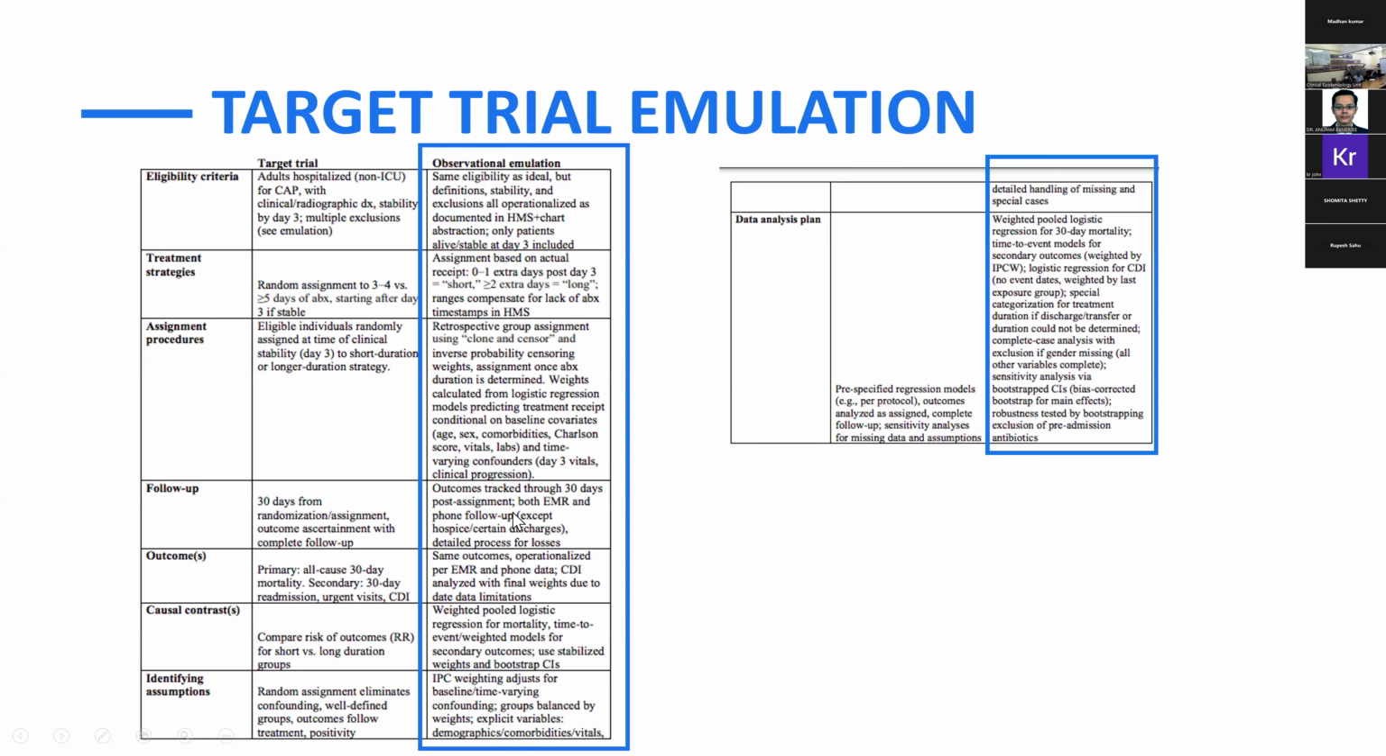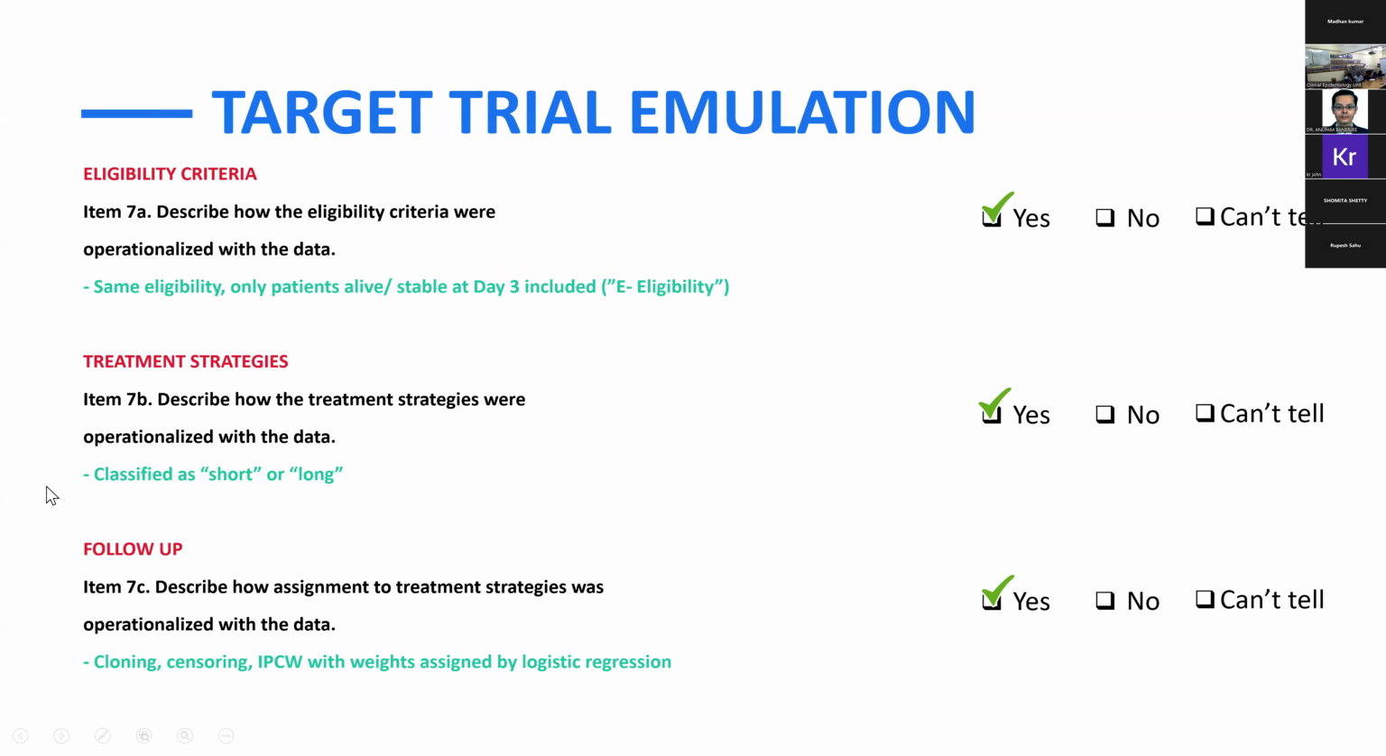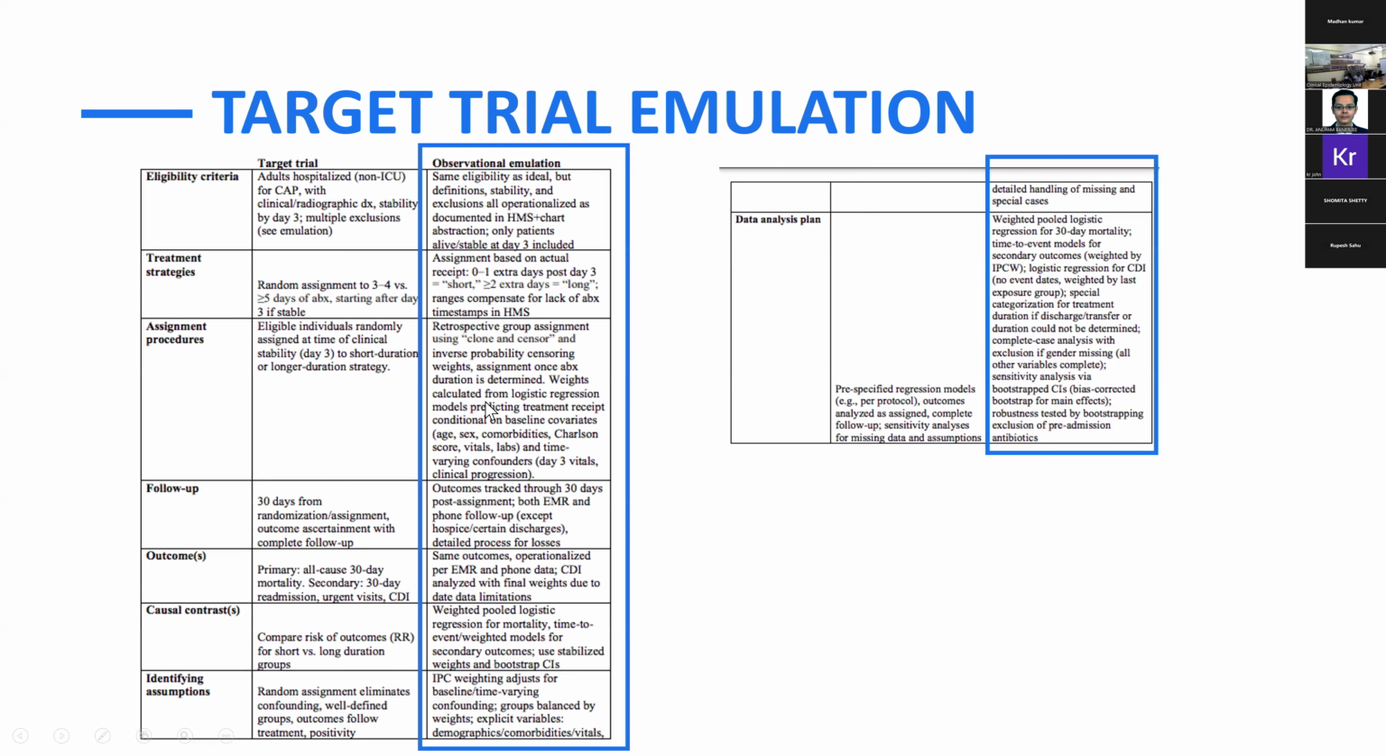So they have written here that outcomes were tracked through 30 days, both EMR and follow up was done. Okay, sorry, I missed this bit about assignment procedures. So I'll just read this out to you and I'll explain this. Assignment procedures: retrospective group assignment using clone and censor, inverse probability censoring weights, and assignment once antibiotic duration is determined. Weights are calculated from logistic regression models predicting treatment receipt conditional on baseline covariates and time varying confounders.